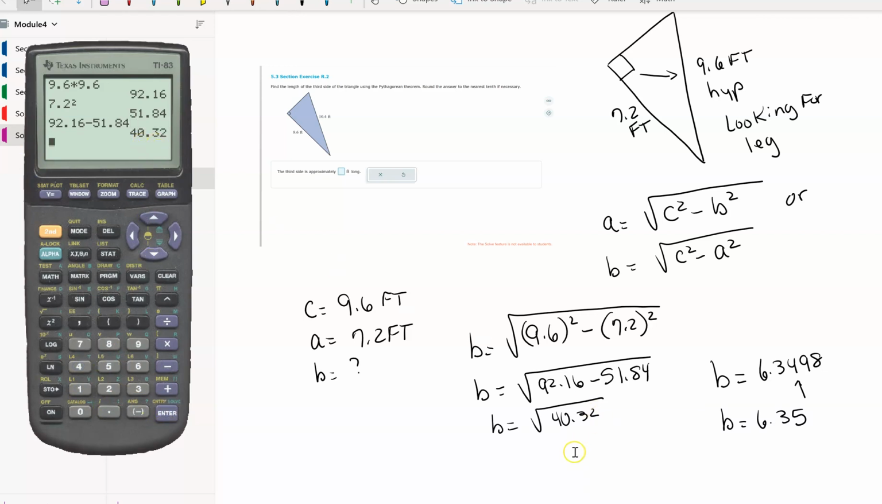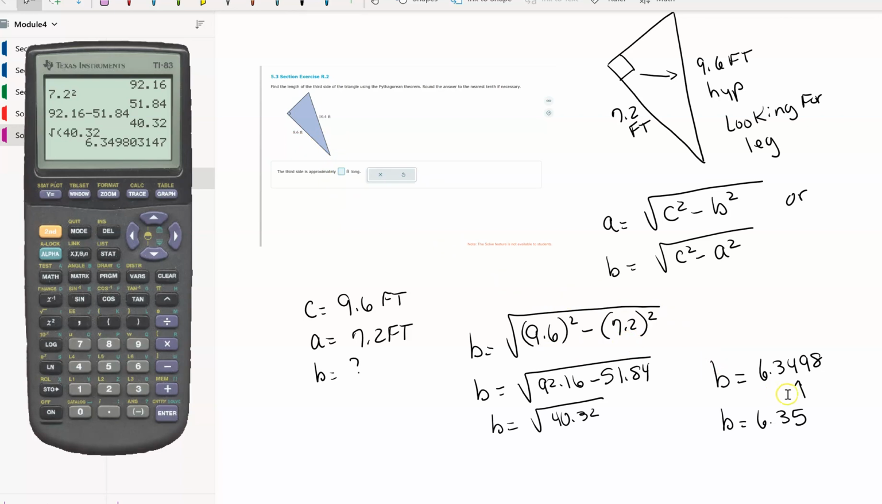I get 40.32. Now I have to take the square root of that, so I want to do second function square root, 40.32. Oops. Let me clear that out. Try again, second function square root, 40.32 equals 6.34980347. Here you should round it to how they're rounding it.